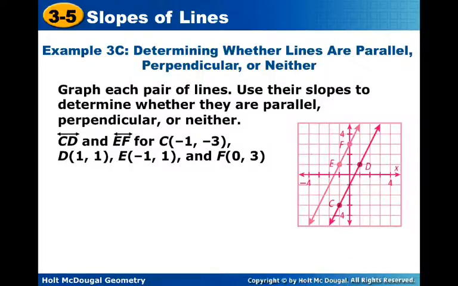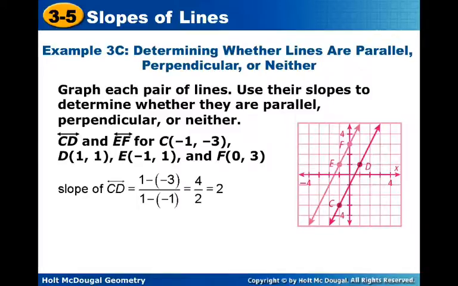Alright, here's another one. Graph your 4 points, so your 2 lines. And then you look at the slope. The slope of CD is 2. The slope of EF is also 2. Since they have the same slope, then yes, they are parallel.